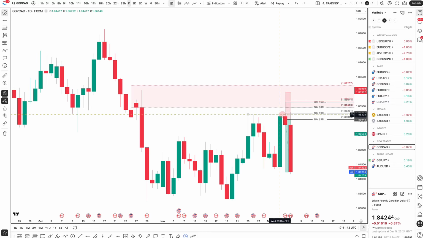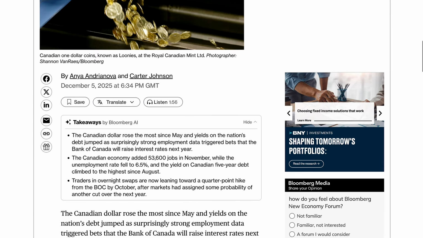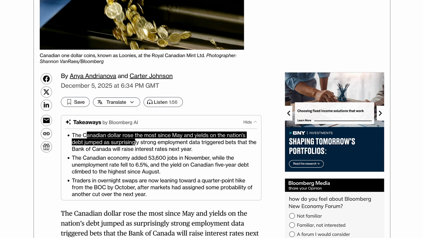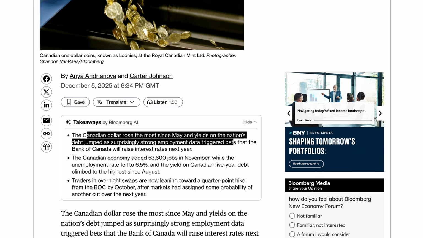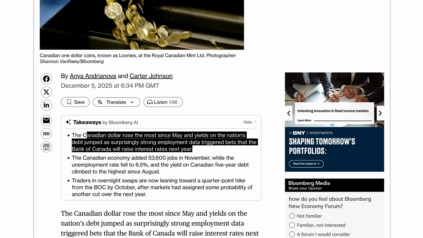The reason for this move to the downside was because, it says here, the loonie rises most since May as yields jump on strong jobs data. So that was really the data. The Canadian dollar rose the most since May, and yields on the nation's debt jumped as surprisingly strong employment data triggered bets that the Bank of Canada will raise rates next year, right? So we've gone from a cutting cycle to now a potential hiking cycle.